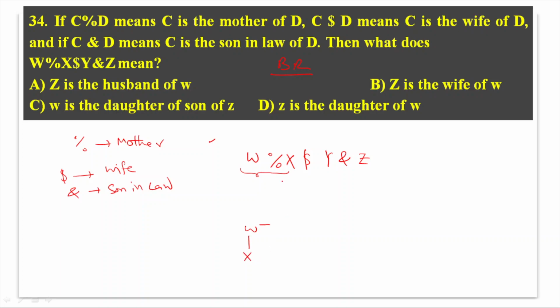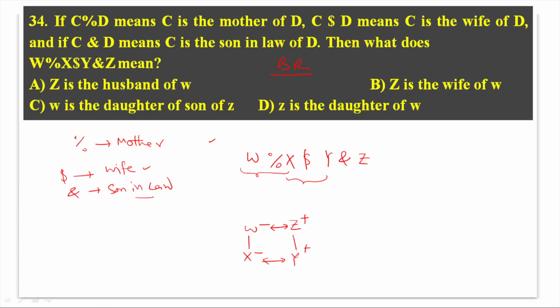Next X dollar Y. So here what dollar reference? Dollar reference Y. So X is the wife of Y. Next Y and Z. So here under reference is son-in-law. Y is the son-in-law of Z. So there must be a wife and husband relation between W and Z.